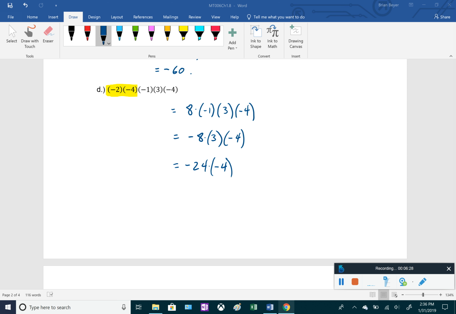And then we get to -24 times -4. Negative times a negative is a positive. 24 times 4 is 96, so this is going to give us +96.